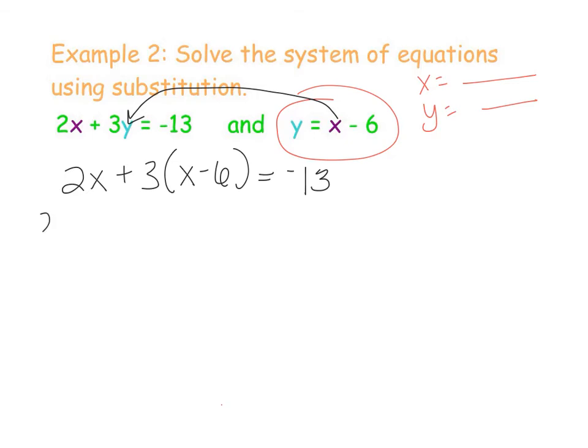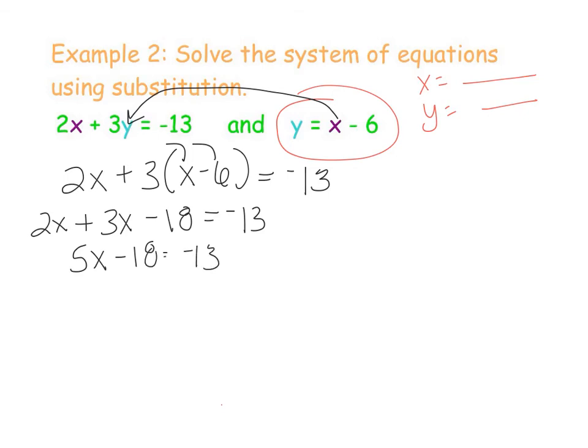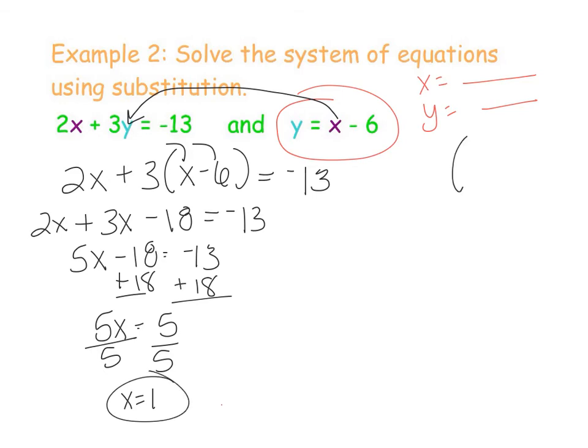Now let's solve that. 2x plus 3 times x minus 18, right, I just distributed, equals negative 13. I'm going to combine my like terms to get 5x minus 18 equals negative 13. I'm going to add 18 to both sides so that I get 5x equals 5. To solve for x, I divide by 5 on both sides, and I find out that x equals 1. So the first number in my ordered pair is 1. My solution is 1 something.